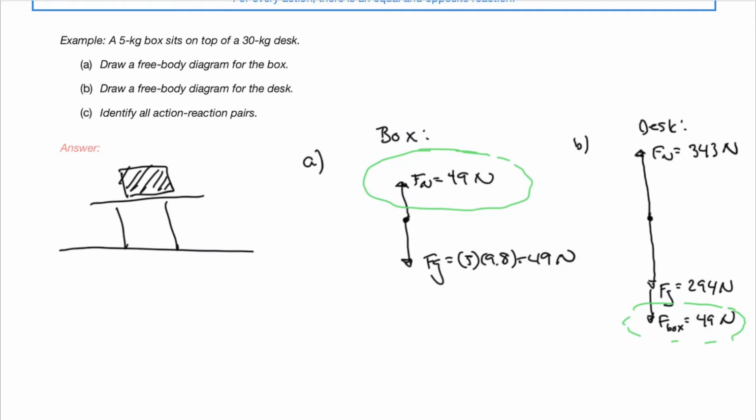They're surprised because they want it to be the force of gravity because they know the force of gravity cancels with the normal force. But gravity and the normal force are not action-reaction pairs. It's very important, and I'll discuss that in just a minute.